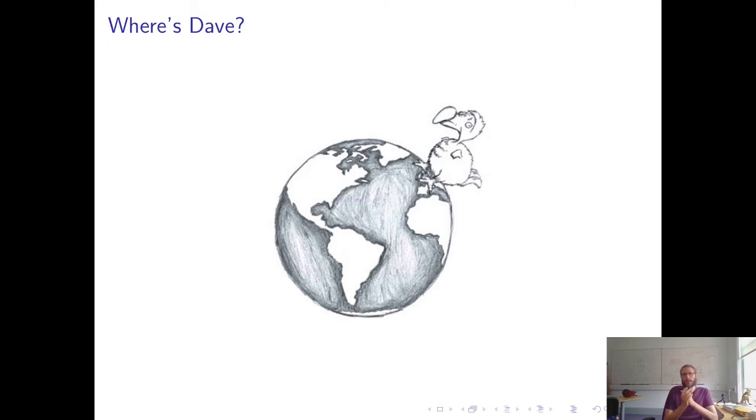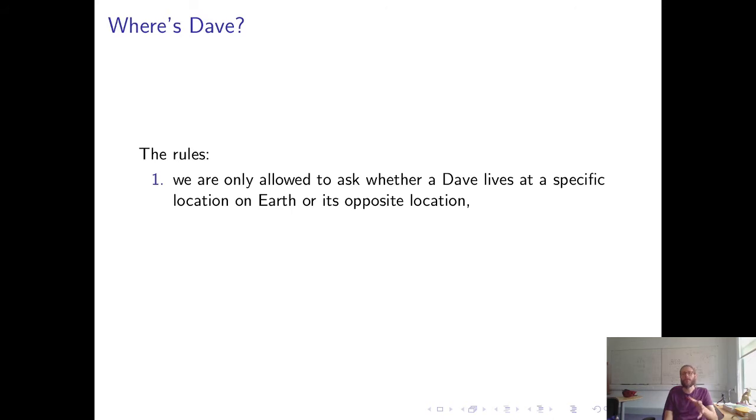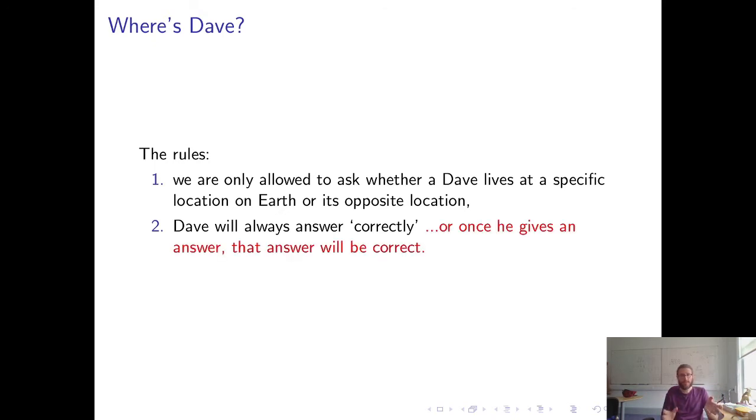Well, since Dave is a quantum dodo, we can't simply ask him where he is. So here are the rules. The rules are that we're only allowed to ask whether Dave lives at a specific location on Earth or the opposite location. And Dave will always answer correctly to the best of his ability. But it's correct in a kind of weird way, because we ask him if he's at one of two possible points, but as soon as he answers, he actually will be at the answer that he said. Okay? So that's a little strange. Let's go through an example here.